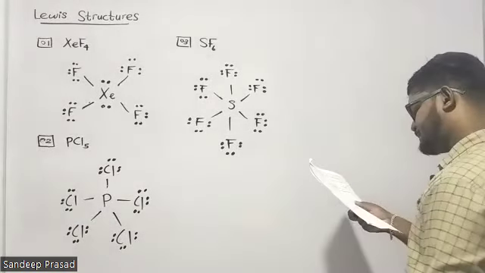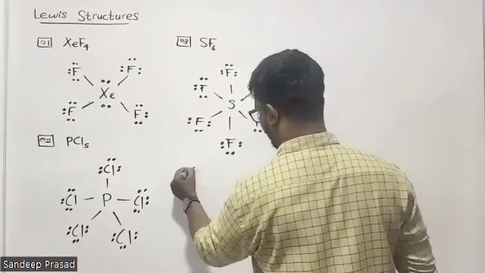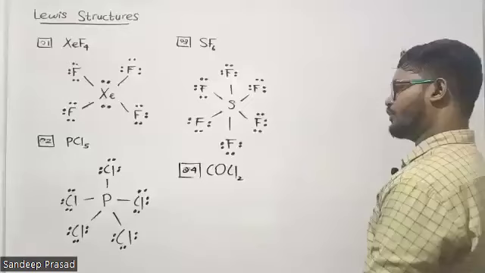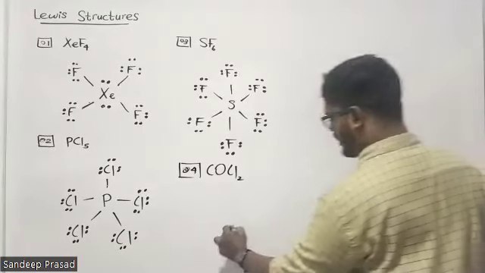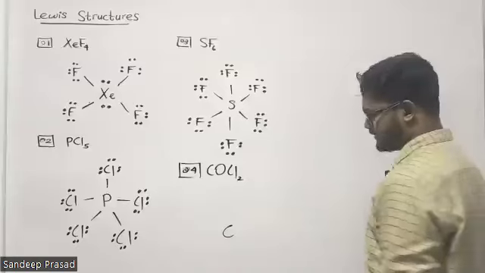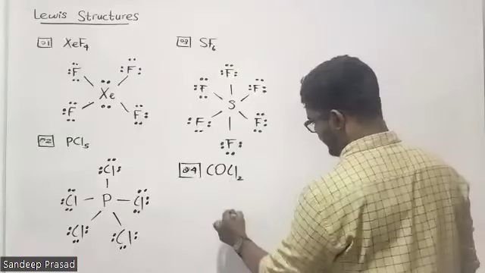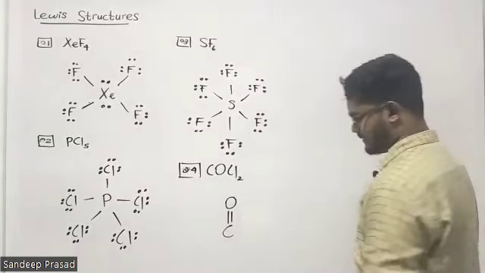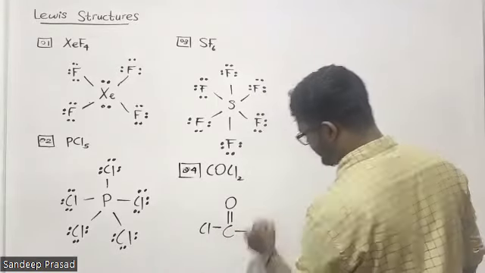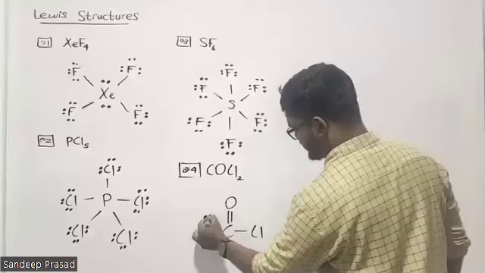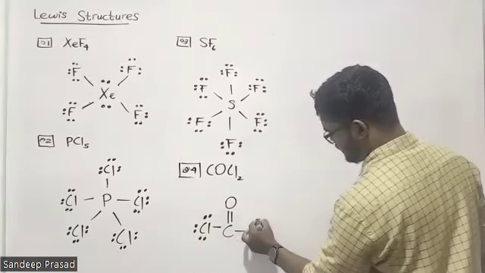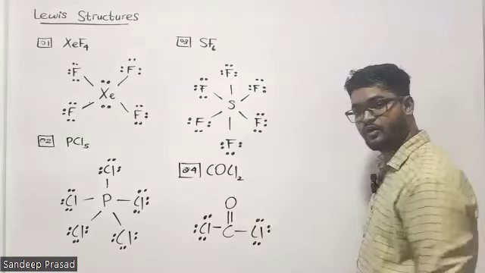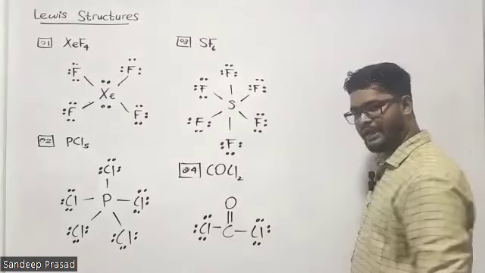Number 4 is carbonyl chloride, COCl2. How does this one look? Carbon is the central atom, no doubt about it. Valence is 2 for oxygen and 1 for chlorine. Carbon is connected to oxygen through a double bond, and chlorine makes single bonds. You can see that chlorine is satisfying the octet by having 3 lone pairs in this way. Carbon is also satisfying the octet but doesn't contain any lone pairs. 1, 2, 3, 4, and the octet is okay.